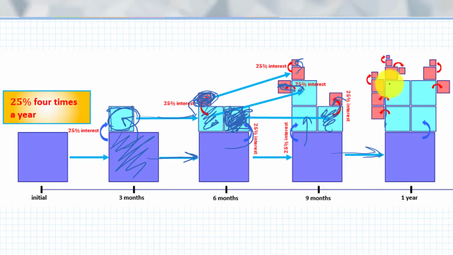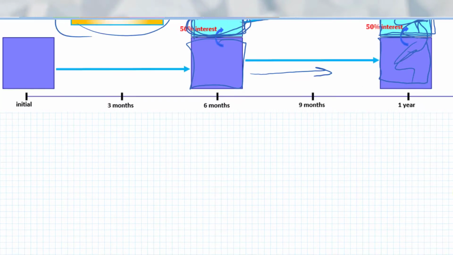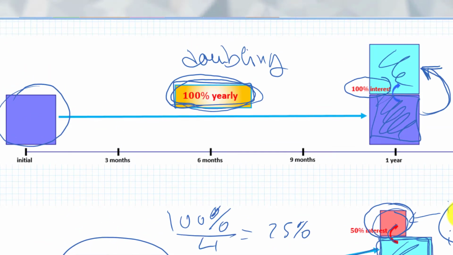You can see you have the 100%, the doubling, and then everything else is interest on interest. So it is more than compounded twice a year, and it's surely more than compounded once a year.